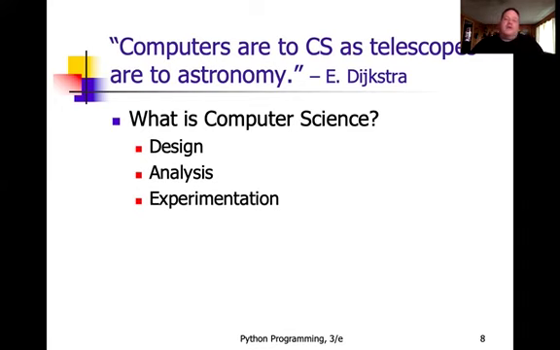So in computer science, when we work with our computers, we actually work through this process called design, analysis, and experimentation. Well, that's the scientific method, right? And in engineering, we have an engineering method. It's actually a very similar method and process that we go through.